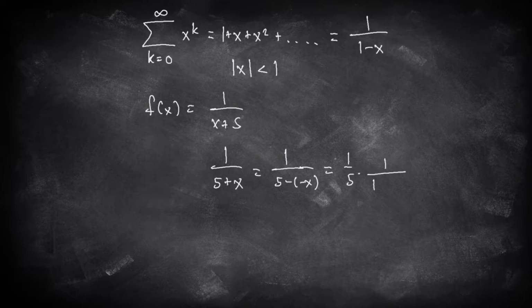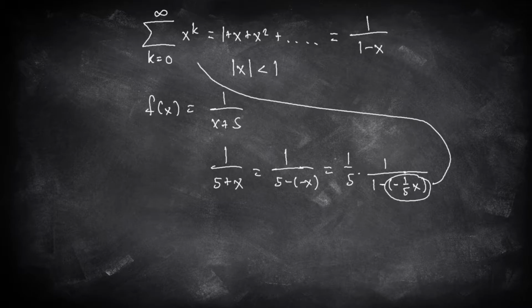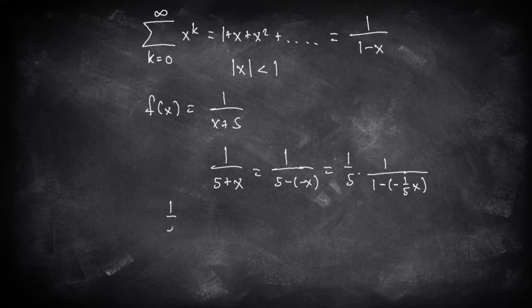5 divided by 5 is 1. Negative x divided by 5 is minus negative 1/5 x. So from here, this looks exactly like this. So this just converted into this, but we got that this has to look like this. So the only thing different is this, but we could just substitute that x into this. So that's our new x. So we have 1/5 times the summation k equals 0 to infinity. And we have our new x, which is negative 1/5 x to the power of k.